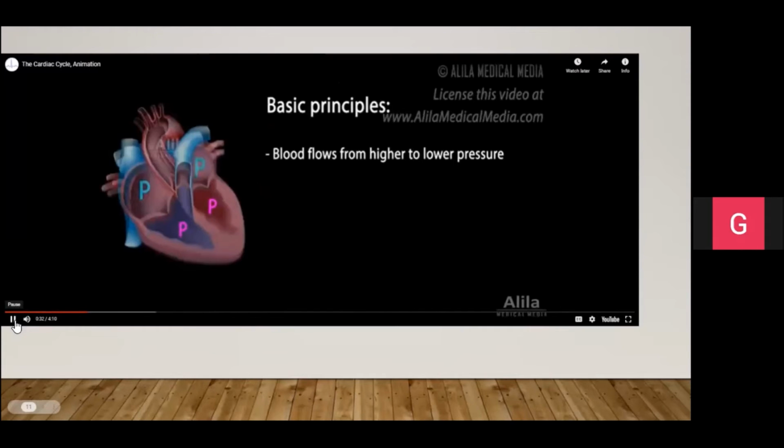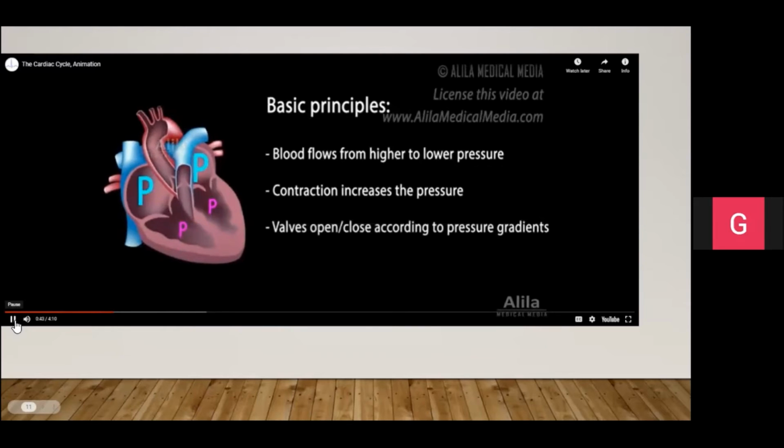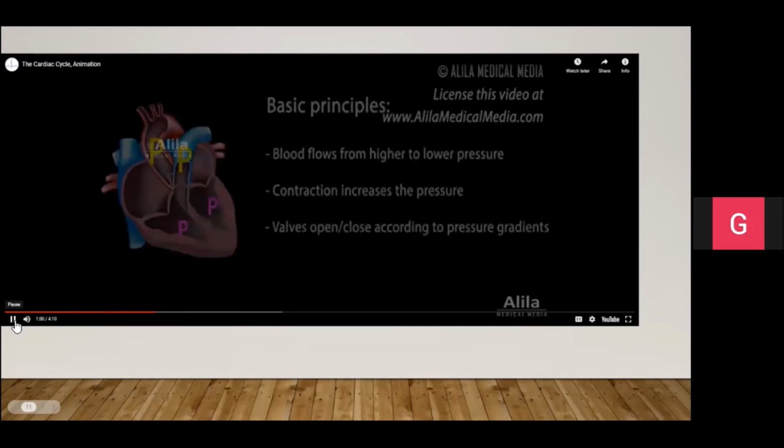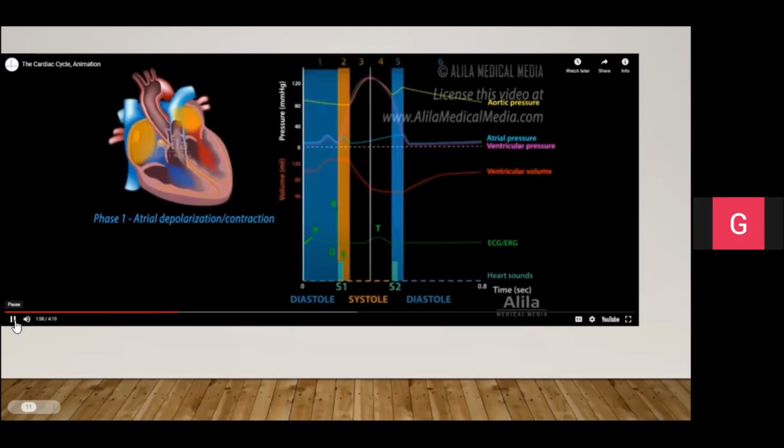Contraction increases the pressure within a chamber, while relaxation lowers the pressure. AV valves open when atrial pressures are higher than ventricular pressures and close when the pressure gradient is reversed. Similarly, semilunar valves open when ventricular pressures are higher than aortic pulmonary pressures and close when the reverse is true. The cycle is initiated with the firing of the SA node that stimulates the atria to depolarize. This is represented by the P wave on the ECG.